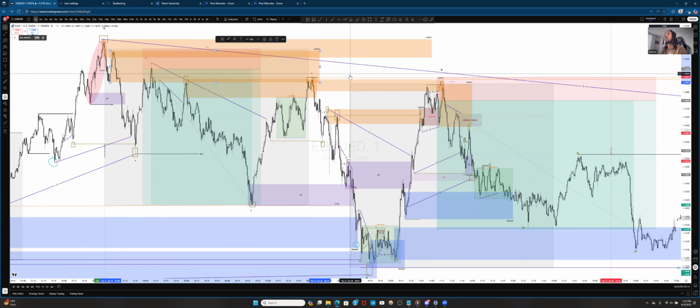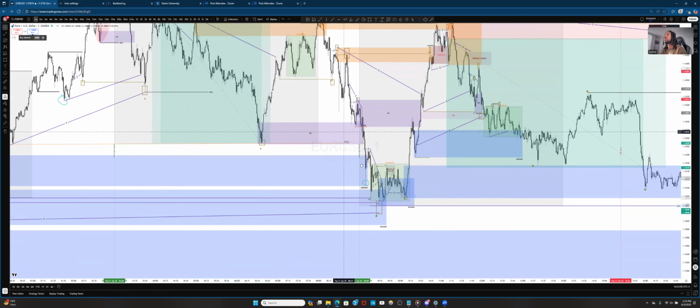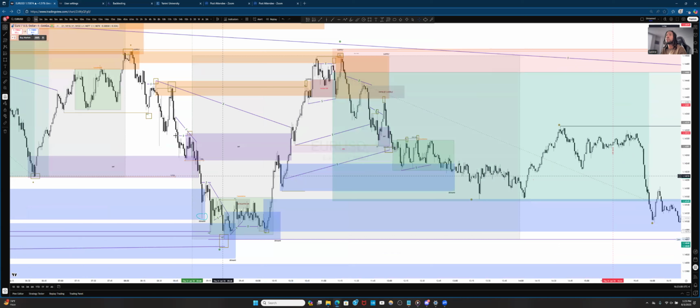At this point right here, we're coming into New York. New York session starts, price comes down. Let's move this up. Price comes down on the opening of New York, gave us this build up, this demand got mitigated, price came up, gave us a build up. It didn't induce it yet, it just came back down, broke this structure.